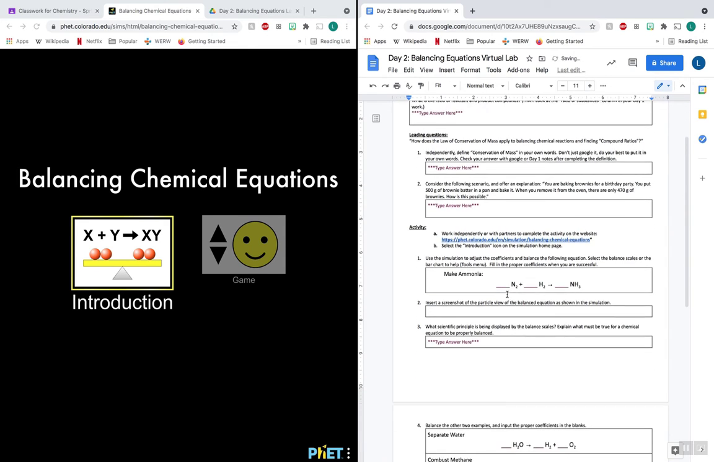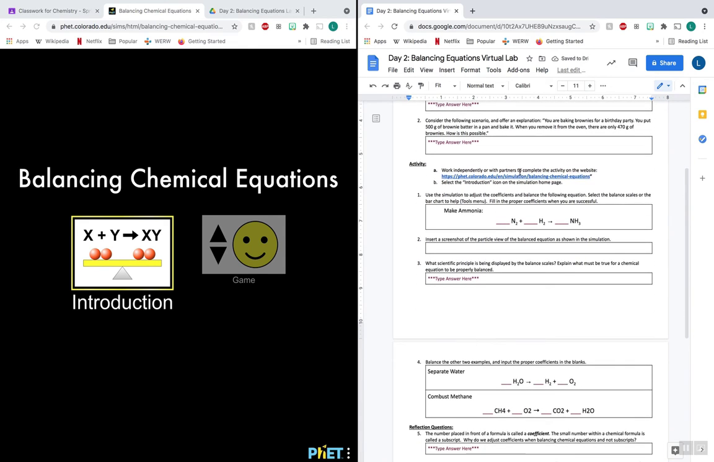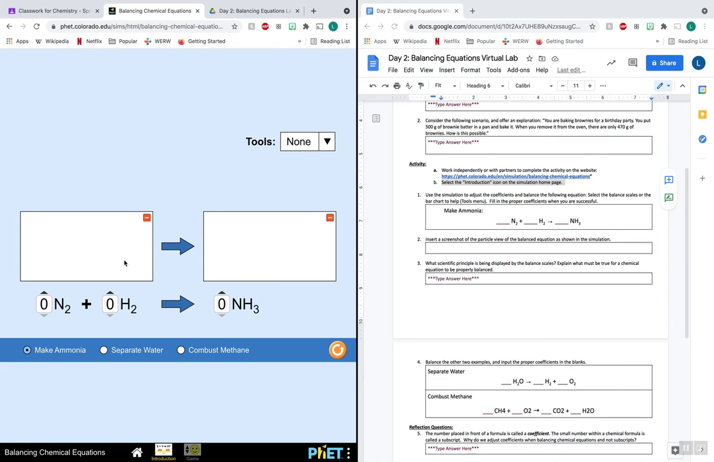So, for the activity, you're going to have this link right here. When you follow this link, it's going to open up this simulation that I have on the left side of my screen. Right under here, it says select the introduction icon. That's right here. There's two parts: introduction, which is kind of like your tutorial activity, and then the game, which strips away some of the supports and is more of a challenging activity. So we're going to start with the introduction right here.